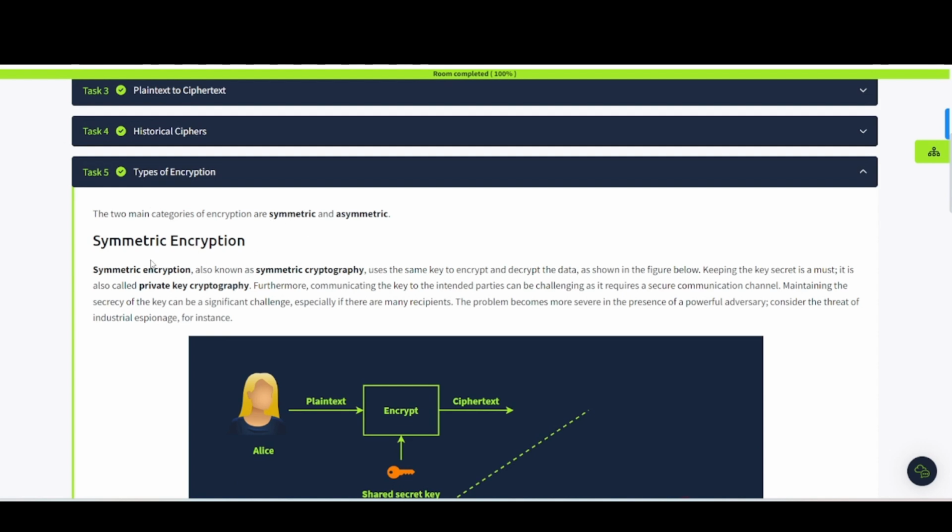Symmetric encryption, also known as symmetric cryptography, uses the same key to encrypt and decrypt the data, as shown in the figure below. Keeping the key secret is a must. It is also called private key cryptography.